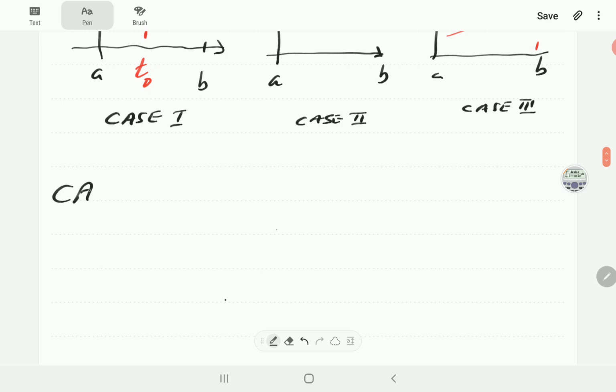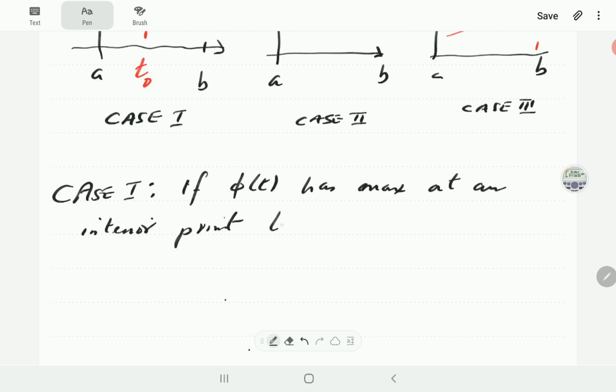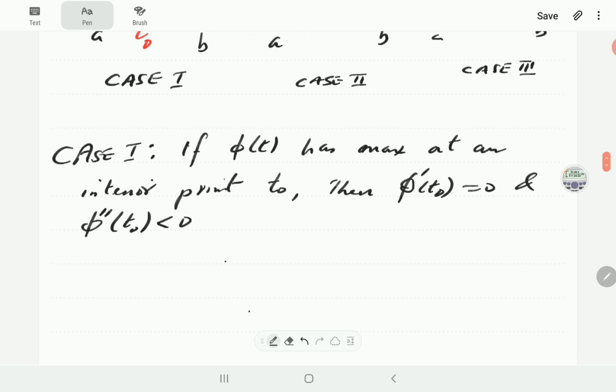So case number 1. If phi of t has a maximum at an interior point t naught, then we know it means that phi prime at t naught is going to be 0, and the second order derivative at t naught is going to be less than 0, because we expect the function to be concave down at that point.